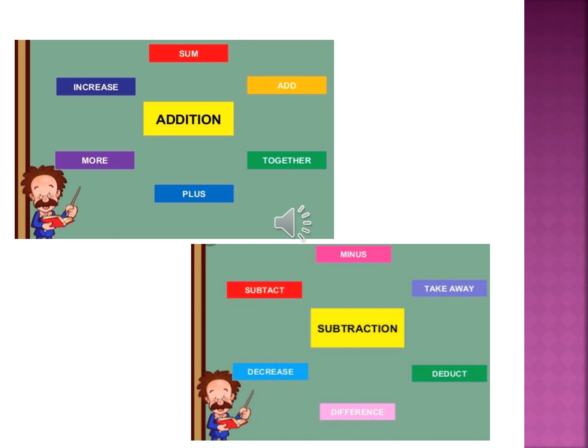The words like sum, add, together, plus, more, increase, etc. are associated with addition, and the words like minus, take away, deduct, difference, decrease, subtract are associated with the word subtraction.